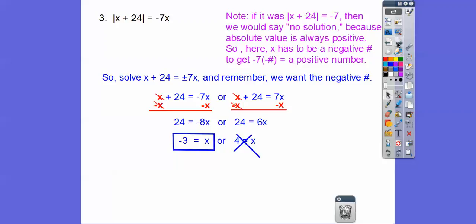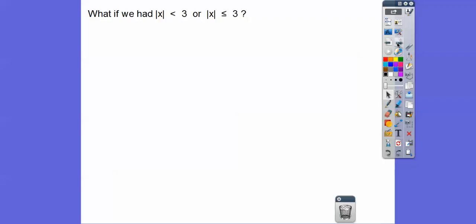Okay? All right, so what if we had the absolute value of x is less than 3 or less than or equal to 3? These are mathematically the same, except this is an open circle and this is a closed circle when we graph it.